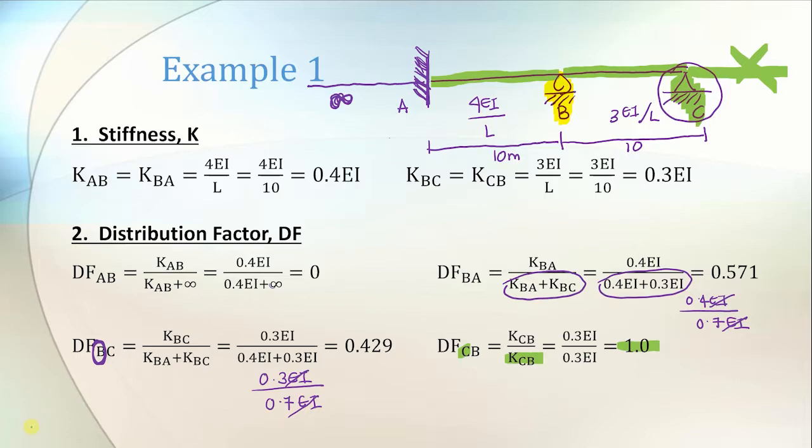For distribution factor, the end support is fixed. You memang akan dapat distribution factor dia kosong. And if end support dia pin or roller, you akan dapat distribution factor dia 1. So the one yang dekat tengah ni, B ke A ni, if you plus these two value together, you akan dapat equal to 1. If dapat the value is different, jawapan salah lah. Jadi tengok BA dengan BC, value dia kalau you campurkan mesti sama dengan 1.